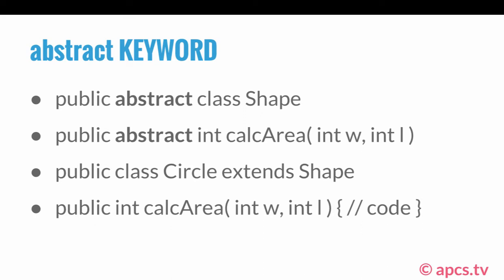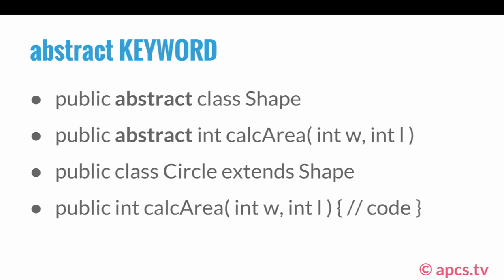Now, because circle is the subclass of the abstract class shape, and the abstract class shape has an abstract method calc area, the circle is obligated to provide some code or an implementation for the calc area method. So for example, within this circle subclass, we would have public int calc area(int w, int l). The first thing you can notice is that the method header is entirely the same as the method header in the shape class. The only difference is that the abstract keyword has been removed.